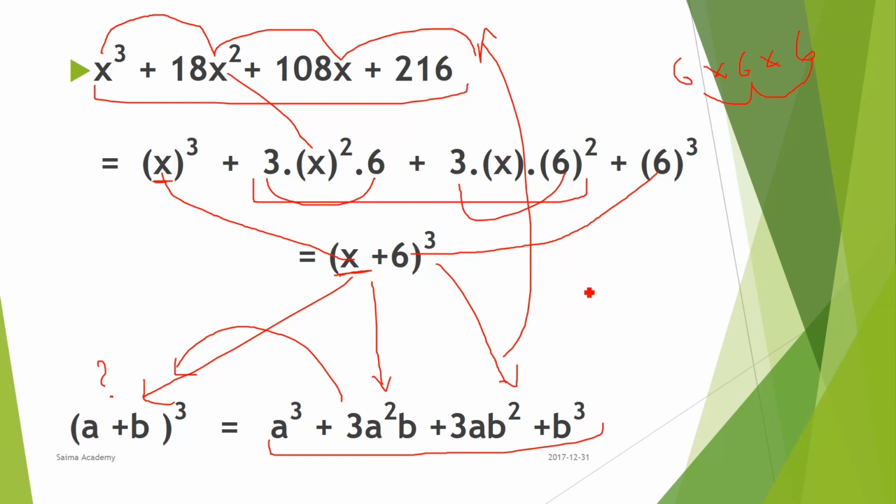So in this lesson we have learned how to expand a plus b whole cube and how to prove it. You have also learned how to prove a plus b whole cube equals a cube plus 3a square b plus 3ab square plus b cube. Again, you have to memorize this formula in order to solve the questions.